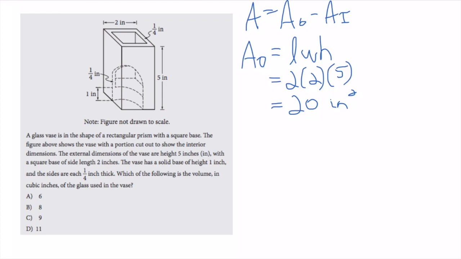Okay, the area of the inside now is a little bit trickier. Okay, notice that each of these are a quarter inch. Okay, so the area of the inside here is 2, minus a quarter inch on each side, which at the end will just give me 1.5.